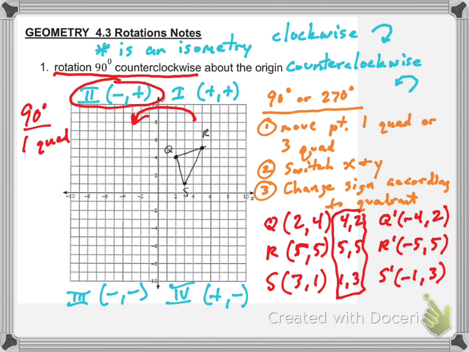So let's see. Q prime is negative 4, 2. R prime is negative 5, 5. And S prime is negative 1, 3. So Q prime, R prime, S prime. There's our shape. Can't draw straight lines with this. Okay. So there's our rotation, 90 degrees counterclockwise.